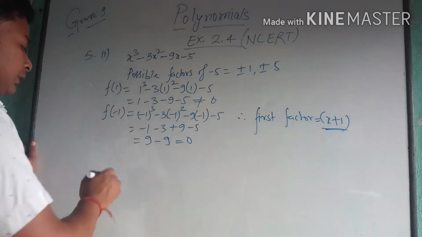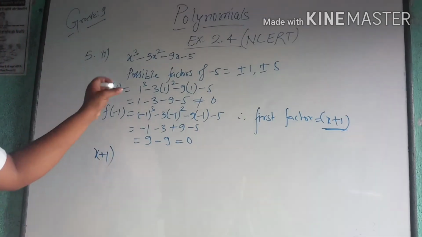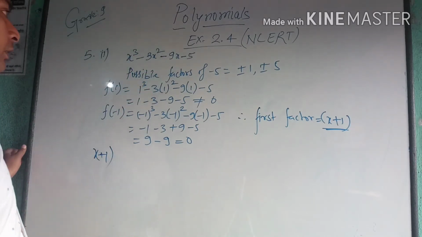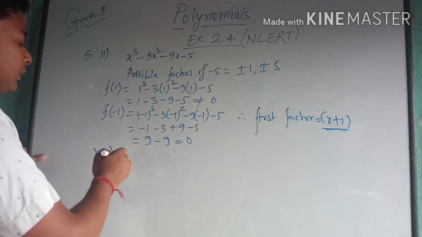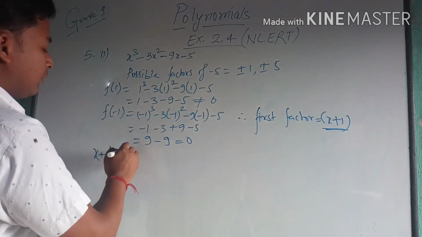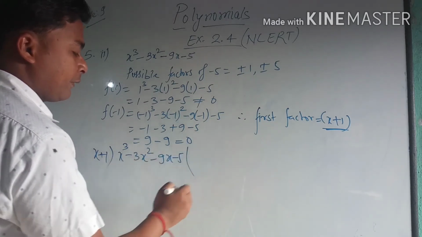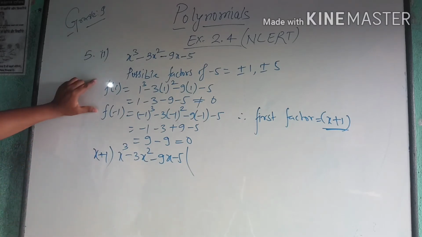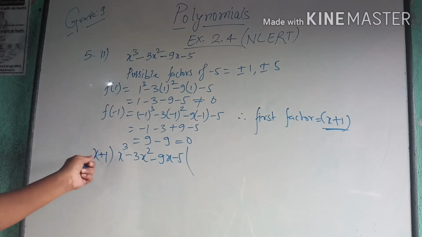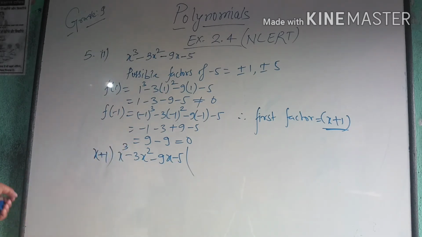Now what we have to do? We have to divide the entire polynomial so that from cubic it becomes a quadratic, and we know how to factorize a quadratic equation by splitting the middle term. x cube minus 3x square minus 9x minus 5. This question covers everything. This is your factor theorem, this is your long division method, and the last part will be splitting the middle term.